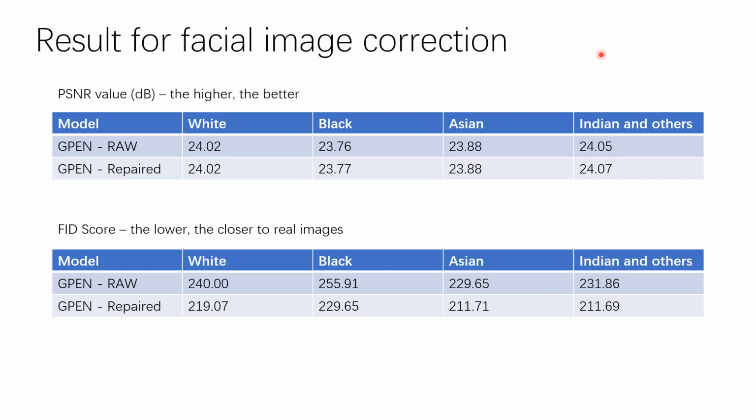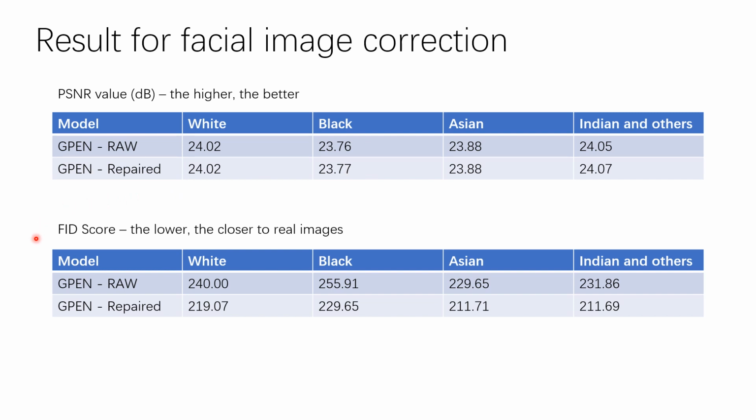Next are some results for the facial image correction. In the first chart, you can see that it displays some PSNR values. The PSNR value is very common in computer vision, and the higher the PSNR value is, the better the quality the images have. You can see that the quality after the correction almost stays the same. It has slightly increased, but not so obviously.